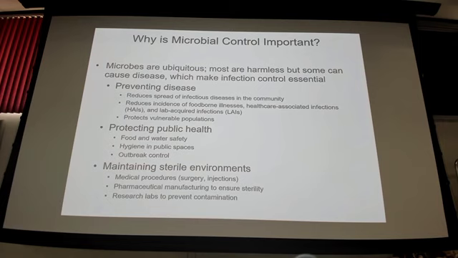Why is it important? The most obvious reason that we practice infection control and microbial control is to just prevent disease. Definitely we want to protect the community, we want to protect ourselves. If we're working in a lab, we want to avoid lab-acquired illnesses. Food safety industry is important. We want to minimize foodborne illnesses. We'll probably always have them, but if we have good regulatory systems, we can at least reduce them.